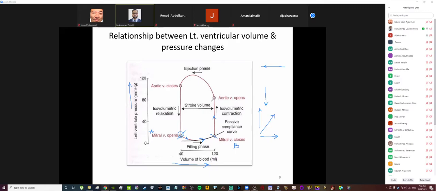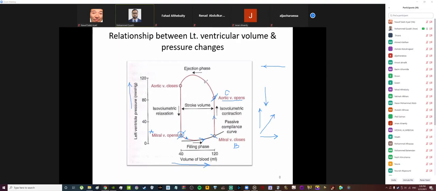Pressure will rise too much in the ventricle, but volume will remain constant. And a point will come where the pressure in the left ventricle, or both ventricles, will become more than that of the aorta. What's happening here? Opening of the aortic valve will happen, and this is point C. Does it produce a sound? No. Why? Because opening of the valve does not produce heart sound. Closure of the valve only produces heart sound. The opening of the valve does not produce any sound.